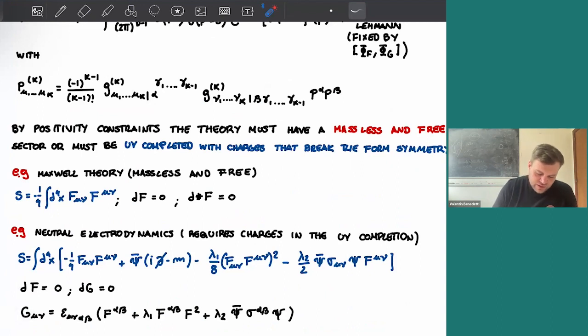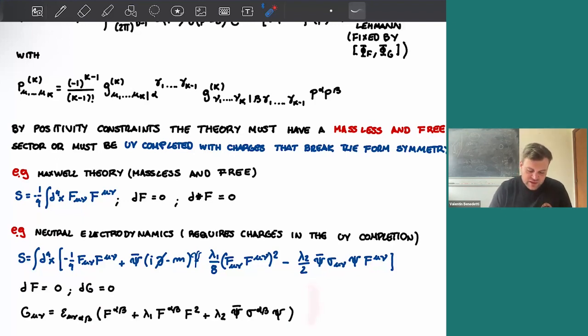A nice example of this is a theory of neutral electrodynamics. One takes here a gauge field given by F and a fermion field given by phi. I guess I missed the phi here. And we add an interaction that is of higher order in F, and an interaction that is a neutral coupling between the fermion field and the gauge field. We know that this theory has two form fields that are closed. One is F, and the other one is this G, with this G being this composite operator here.